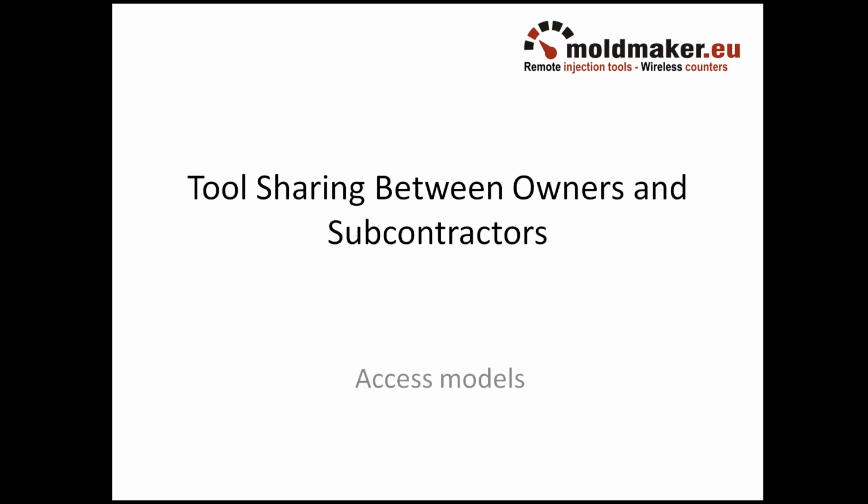In this video, we will present 4 models of sharing production tools using the MoldMaker system. In many manufacturing companies, the mold owner does not always produce parts in their own plant. Production tools often operate at subcontractors or at other plants within the same organization. This creates an important challenge. How do you control a tool that physically operates somewhere else?